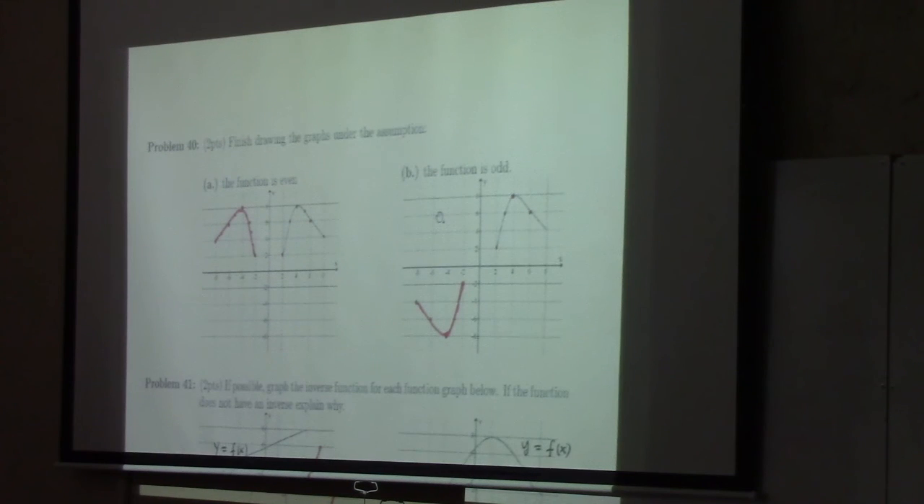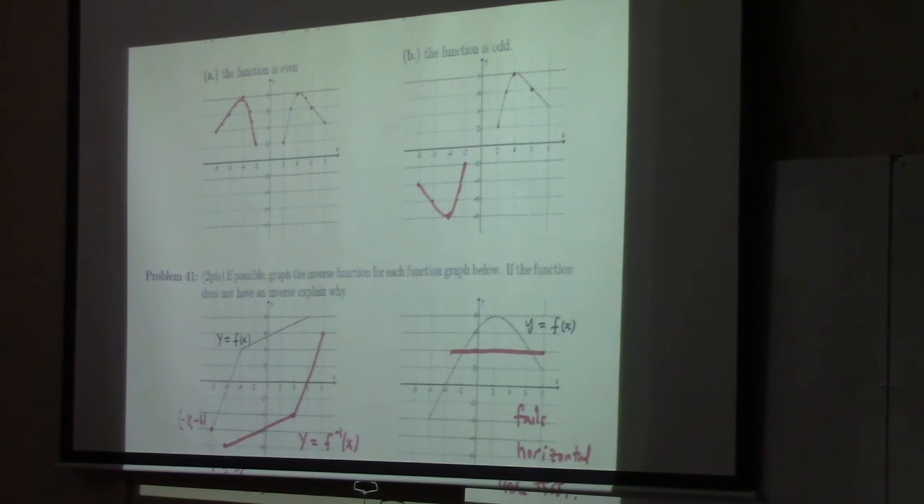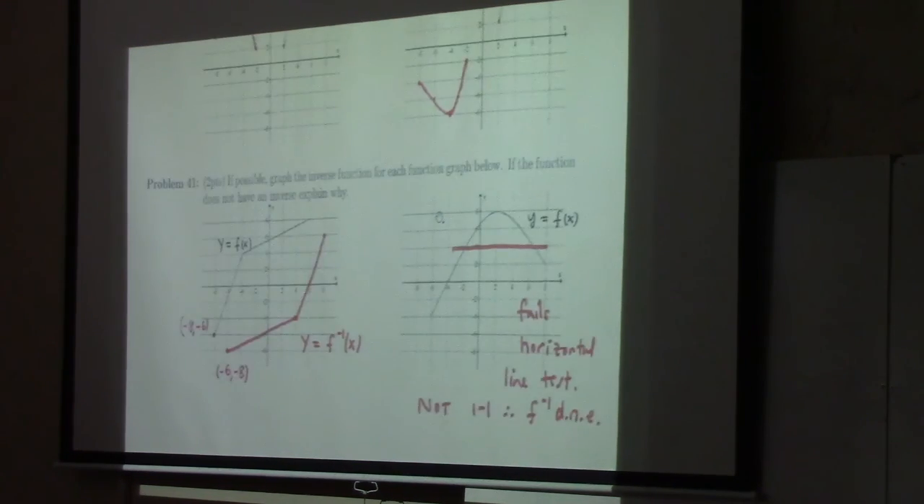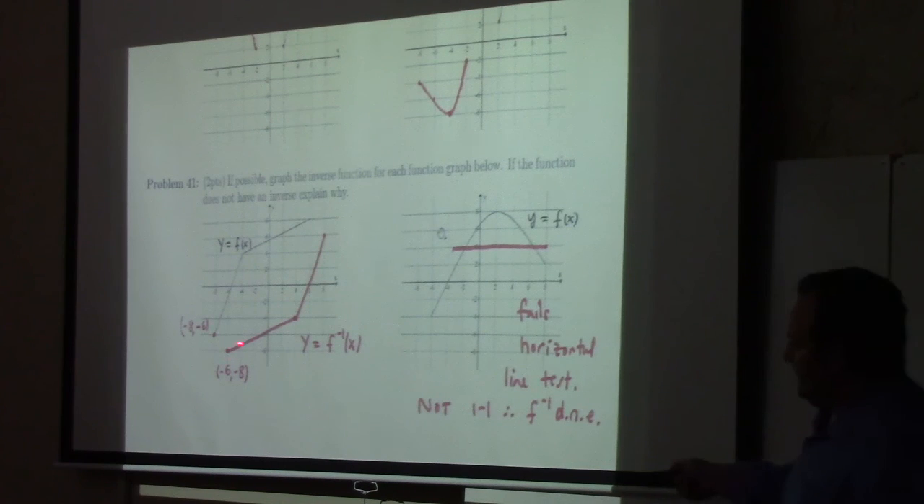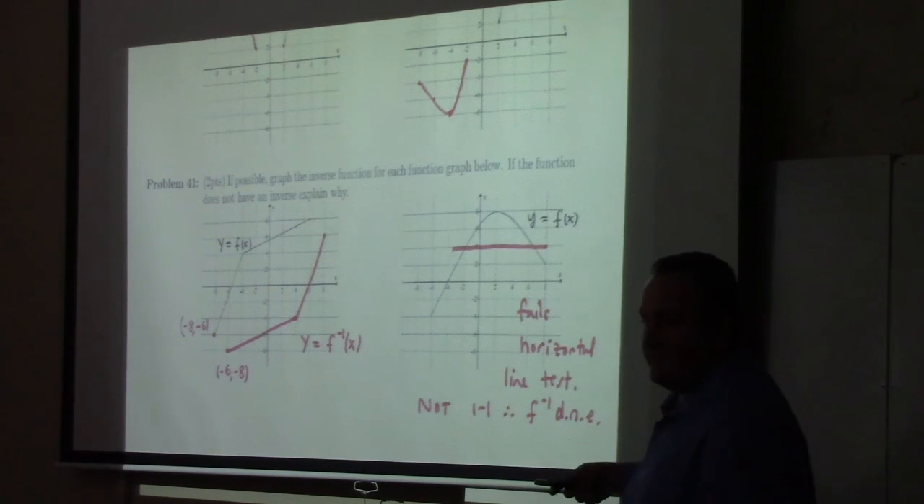That's fine. Here's the completion of the even graph and the odd graph. The left one's invertible. The right one is not because it fails the horizontal line test. I said this one is invertible, and there's the inverse. This one is not invertible because it fails the horizontal line test, which means the function is not one-to-one and therefore can't be inverted. The same was true for your quiz.